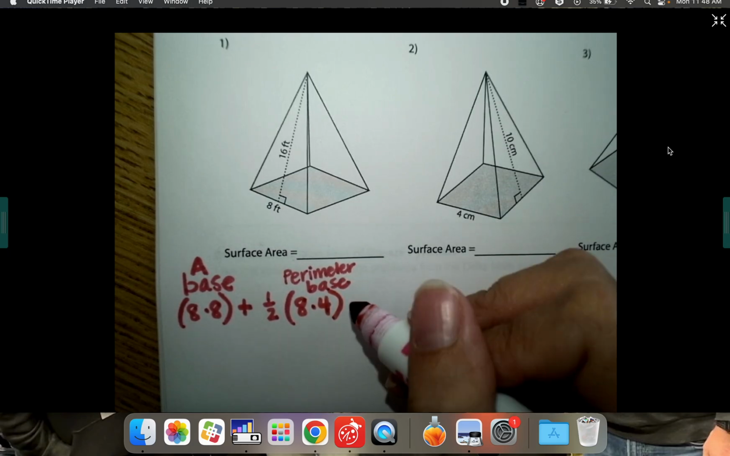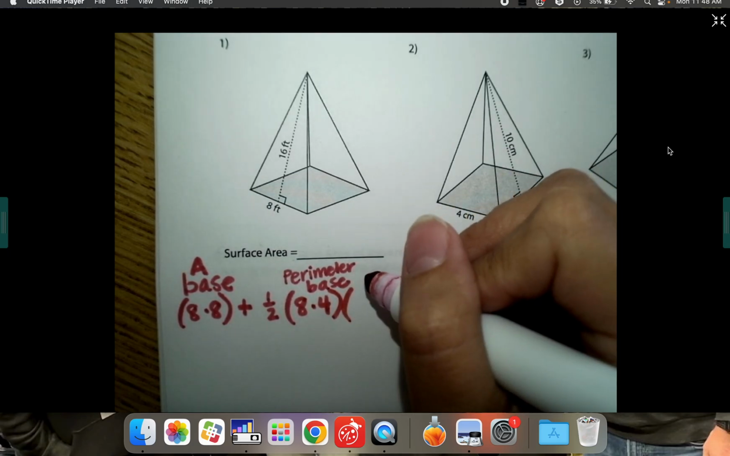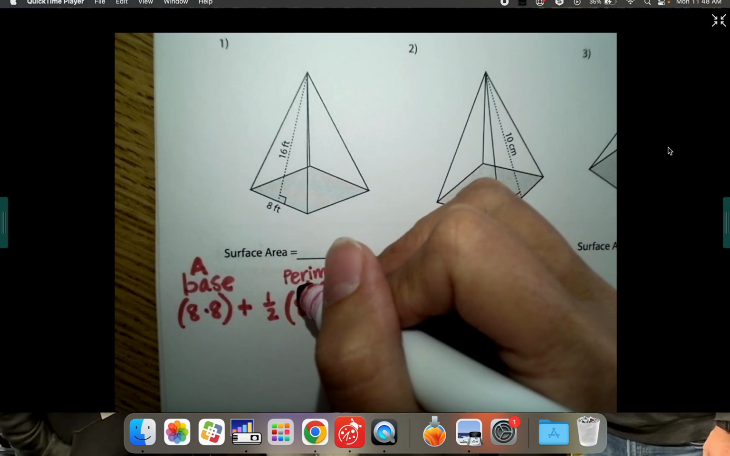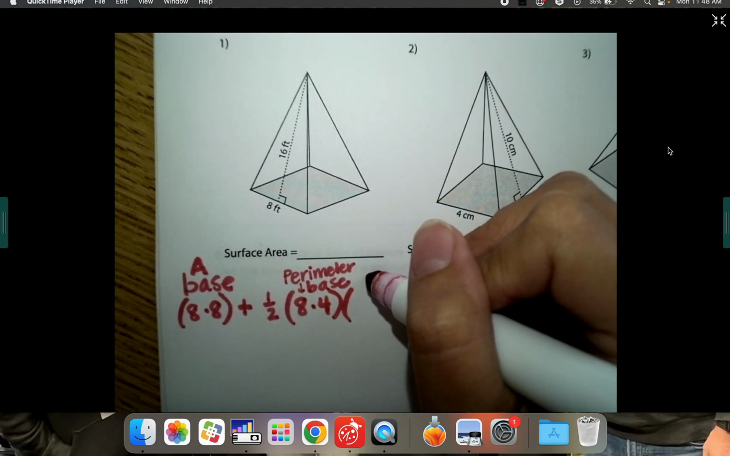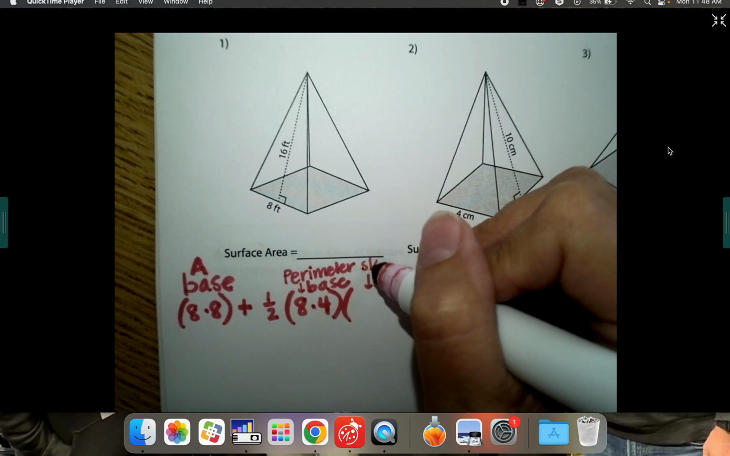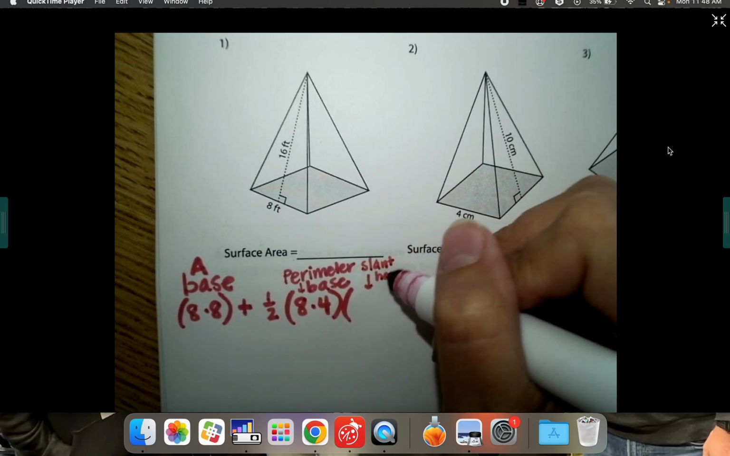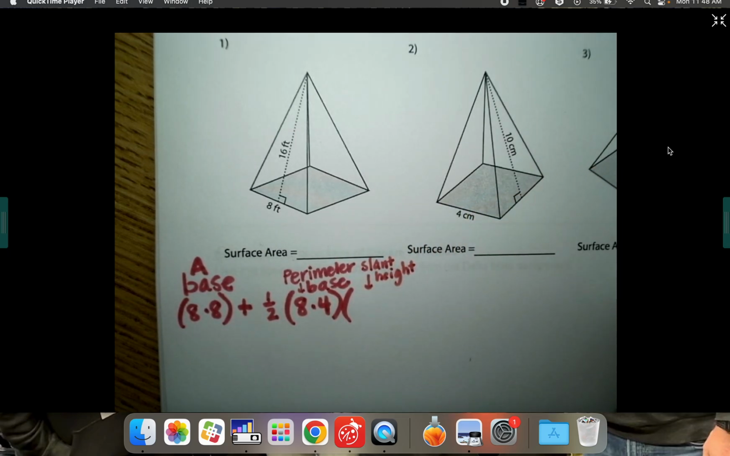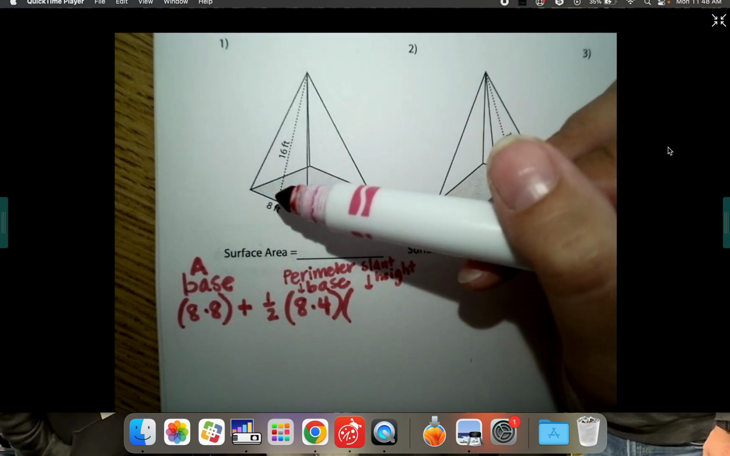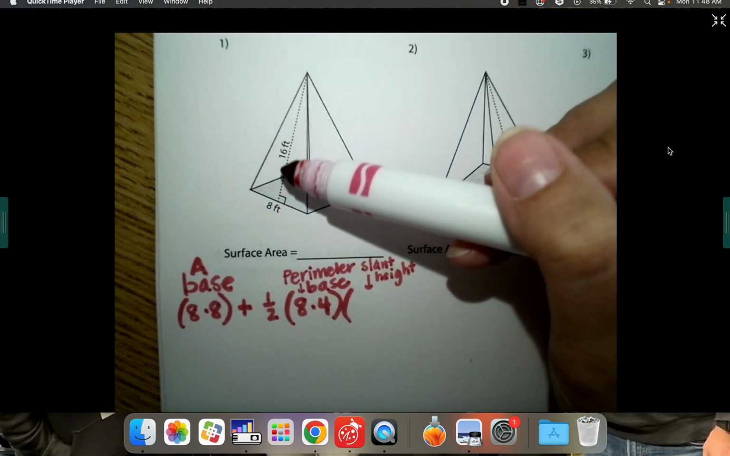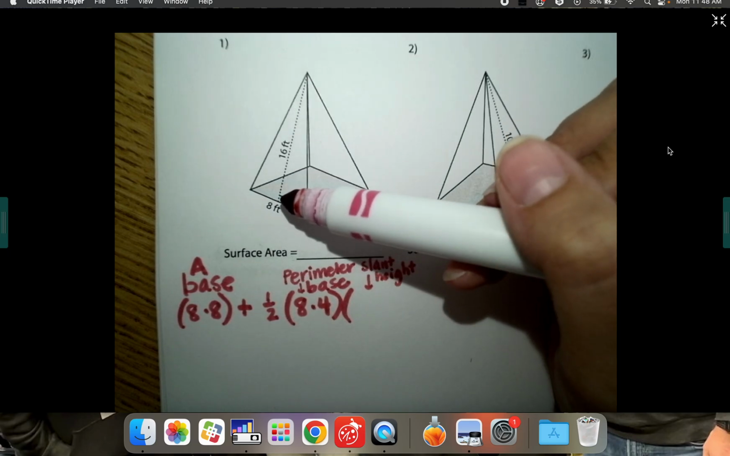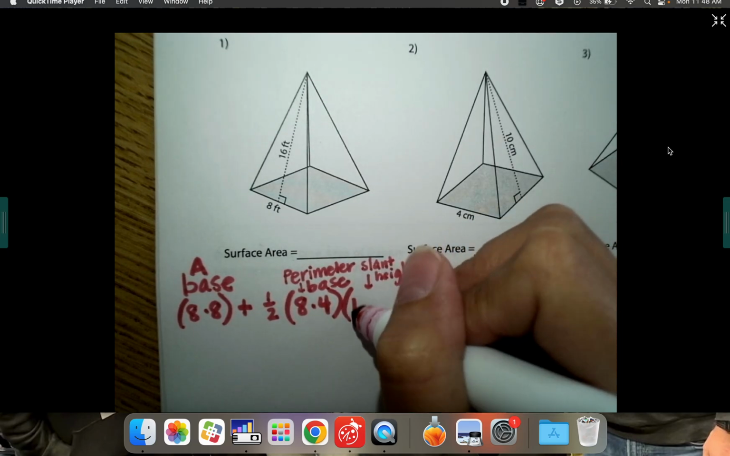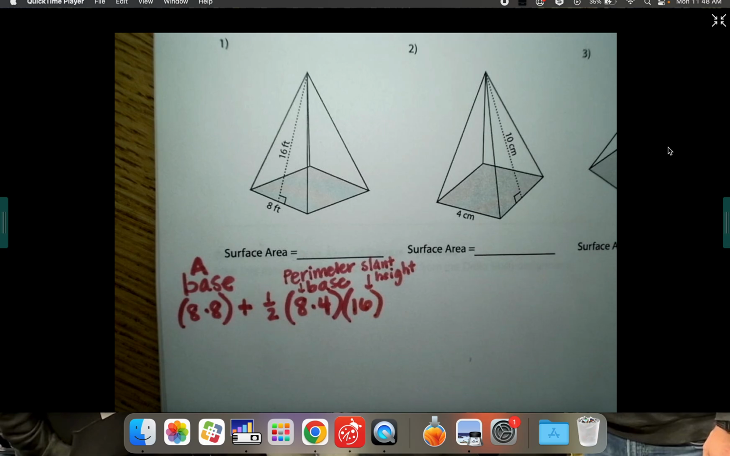Okay, and then the last thing we're going to multiply by is, here, let me make sure you know that this one's for that one. This one is going to be the slant height. So we need to know what the slant height is of the triangle. It gives it to us right here as the height of that slant, and it is 16. So here's what we have.